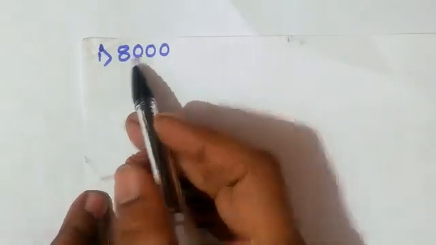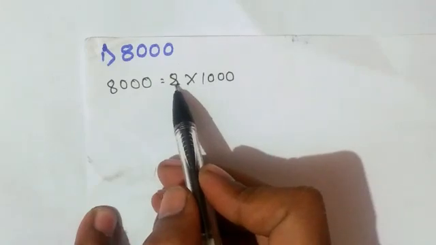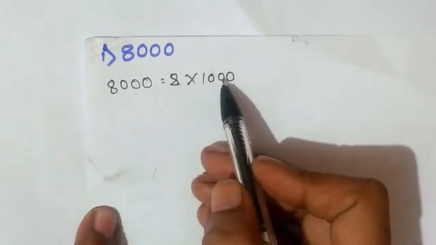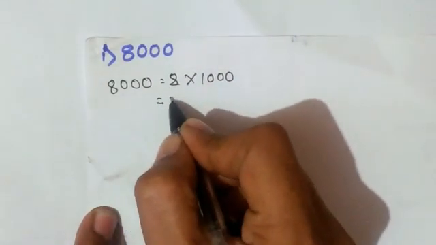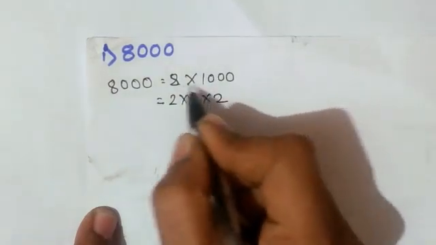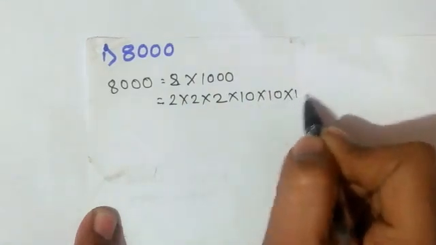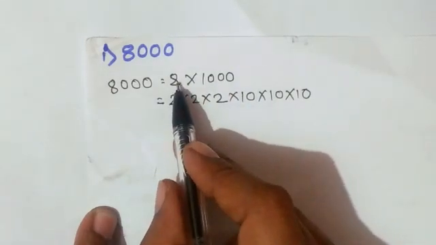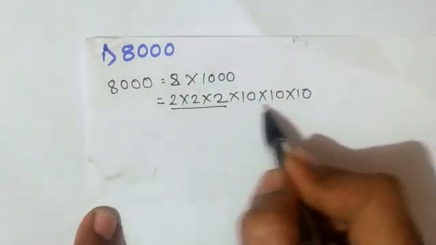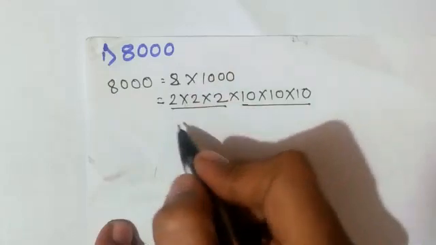By the factorization method we are going to find the cube root of 8000. 8000 means 8 into 1000. As we know, 8 is the cube of 2 and 1000 is the cube of 10. It means instead of 8 we can write 2 into 2 into 2, and 1000 will be 10 into 10 into 10. It means 10's cube is 1000, 2's cube is 8.